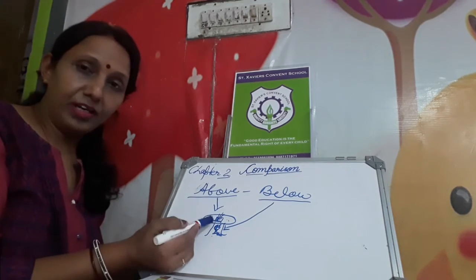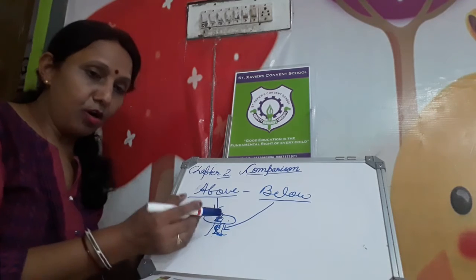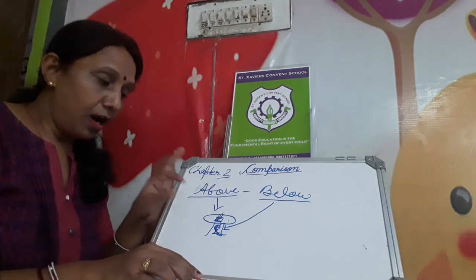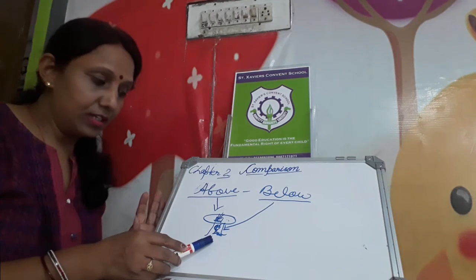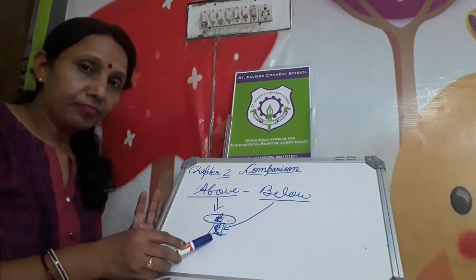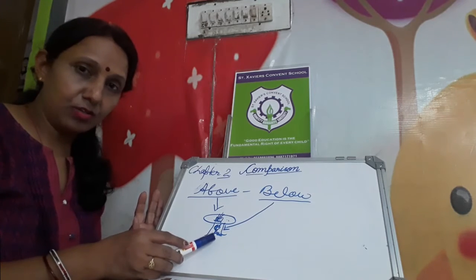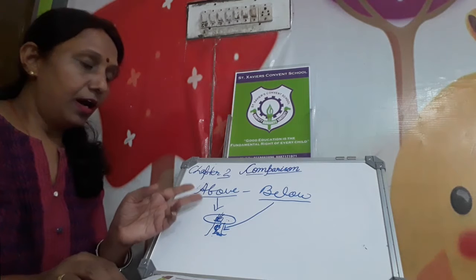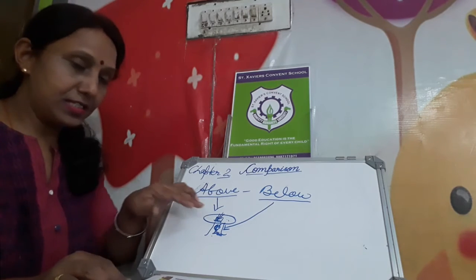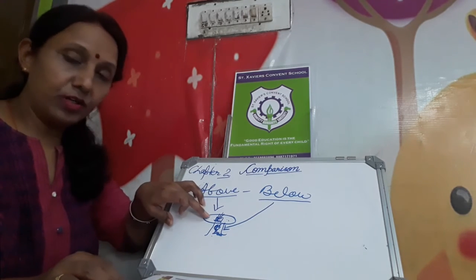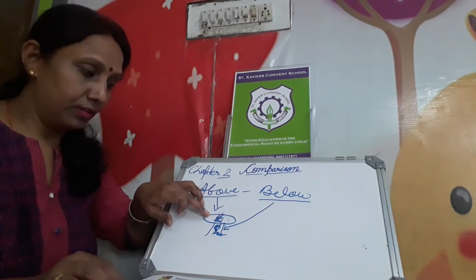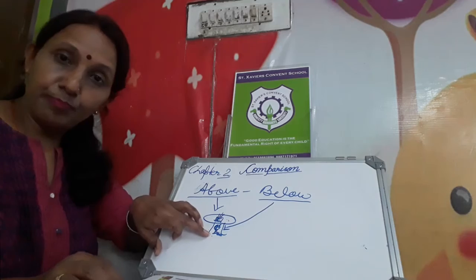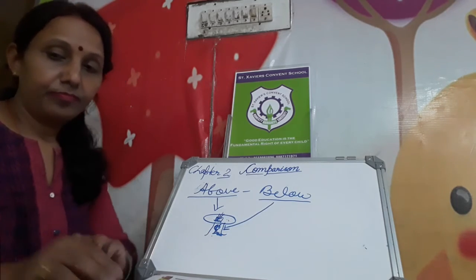Okay? So when we compare above and below, the thing which is kept on top is above, and the thing under it is called below. Got it? So here we compared above and below. This cake is kept on the table, so it is above the table. The cat is sitting under the table, so it is below the table. Alright?